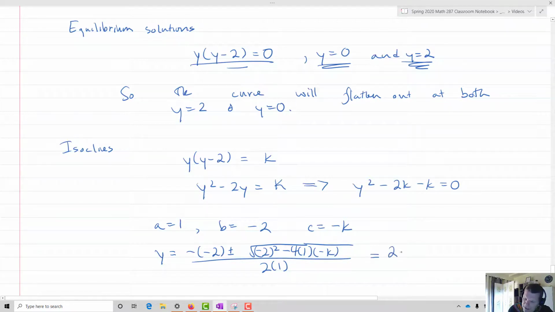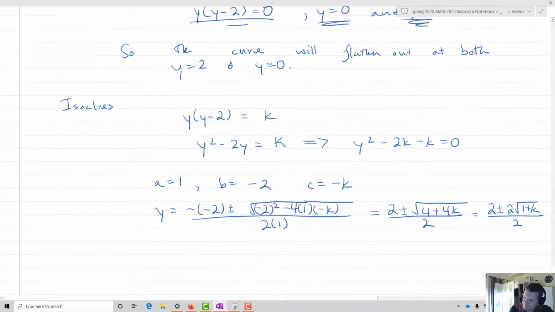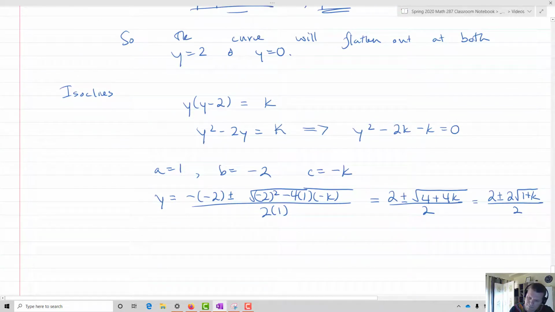So this is now going to be 2 plus or minus the square root of 4 plus 4k, all divided by 2. And then I can simplify further. This will be 2 plus or minus 2 square root of 1 plus k, all divided by 2. And so then y is going to equal 1 plus or minus the square root of 1 plus k, for all values of k.